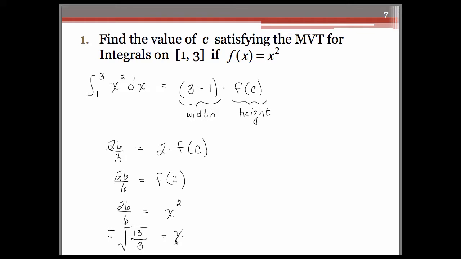But remember that, according to the theorem, the desired c value needs to lie in between 1 and 3. So we can't have the negative as our answer. So our c value would have to equal the positive square root of 13 over 3. Or if you prefer a decimal, that's fine. It comes out approximately 2.082.